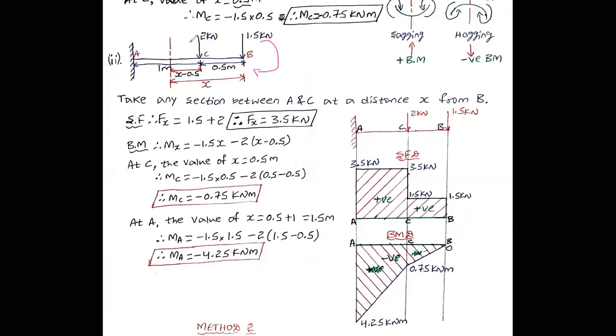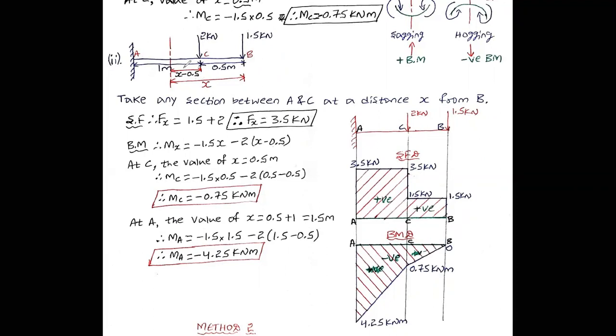And this 2 kilonewton is also clockwise in nature. Take it as positive: 1.5 plus 2, which is 3.5 kilonewton. In between A and C, the shear force is 3.5 kilonewton. Now you have to write the bending moment equation. On the right section, the bending moment equation is vertical load into perpendicular distance.